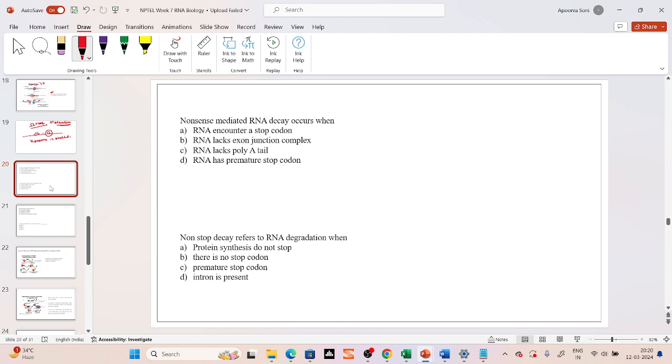Nonsense mediated RNA decay occurs when RNA encounters a stop codon, RNA lacks exon junction complex, RNA lacks poly A tail, or RNA has a premature stop codon.